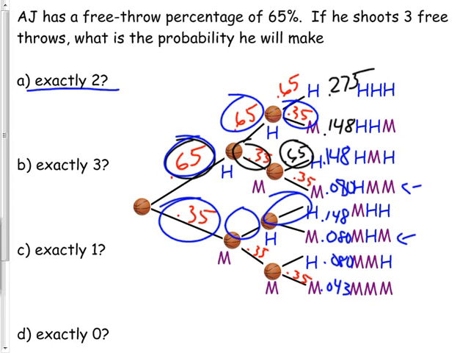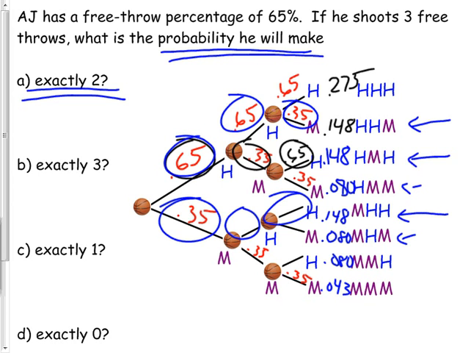If I wanted to know this answer to exactly two, what's the probability he will make exactly two? That would be things like this. This is exactly two hits and one miss. This is exactly two hits and one miss. And this is exactly two hits and one miss. So I'm going to erase the other ones there. Those three arrows, those are all the answers that I would want to add together. Or would you agree that it would be 0.148 times 3? Then there's a way to do that without the whole tree.